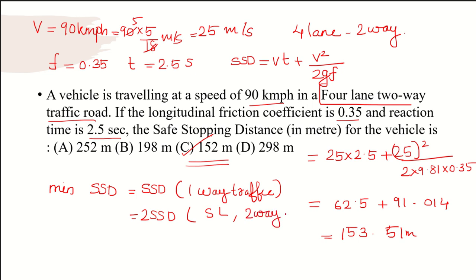If it is a single lane road with a two-way traffic, the stopping sight distance value we obtain should be multiplied with the 2, and that is the minimum stopping sight distance value. And the minimum stopping sight distance is equal to the stopping sight distance for a two-lane road with a two-way traffic. These points also should be known to answer this type of questions.